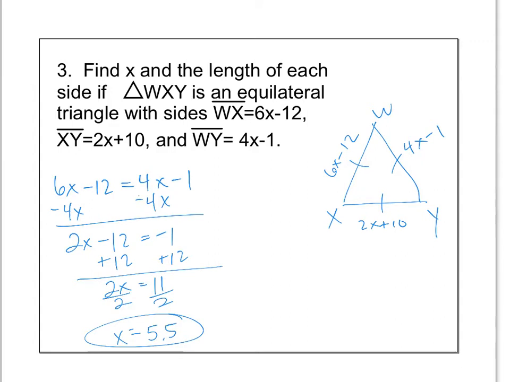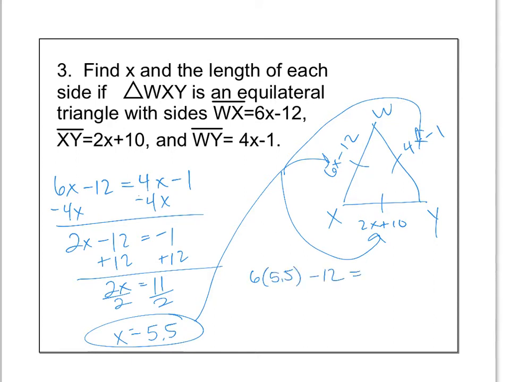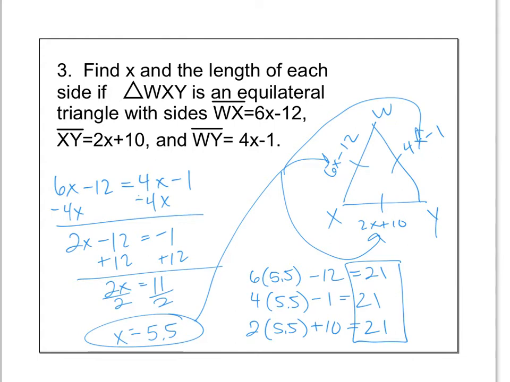But now I also have to plug it back into each of the sides. So I'm going to have to plug it in here, and here, and here for all three sides. So 6 times 5.5 minus 12, I think turns out to be 21. And 4 times 5.5 minus 1 is also 21. And 2 times 5.5 plus 10 is also 21. So 21 are the side lengths.